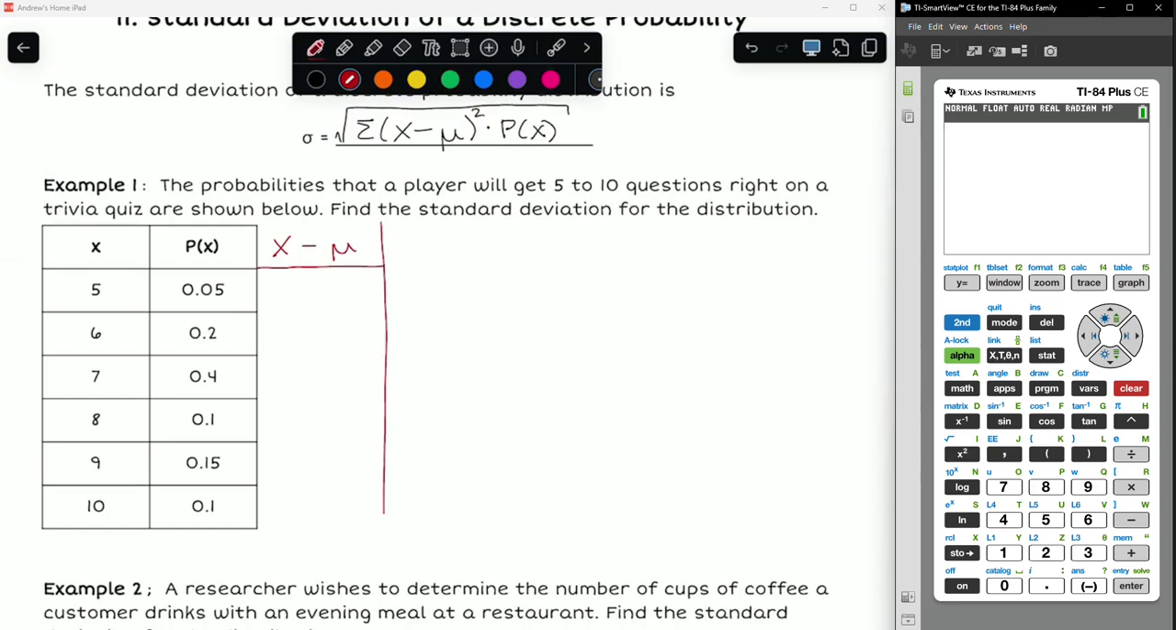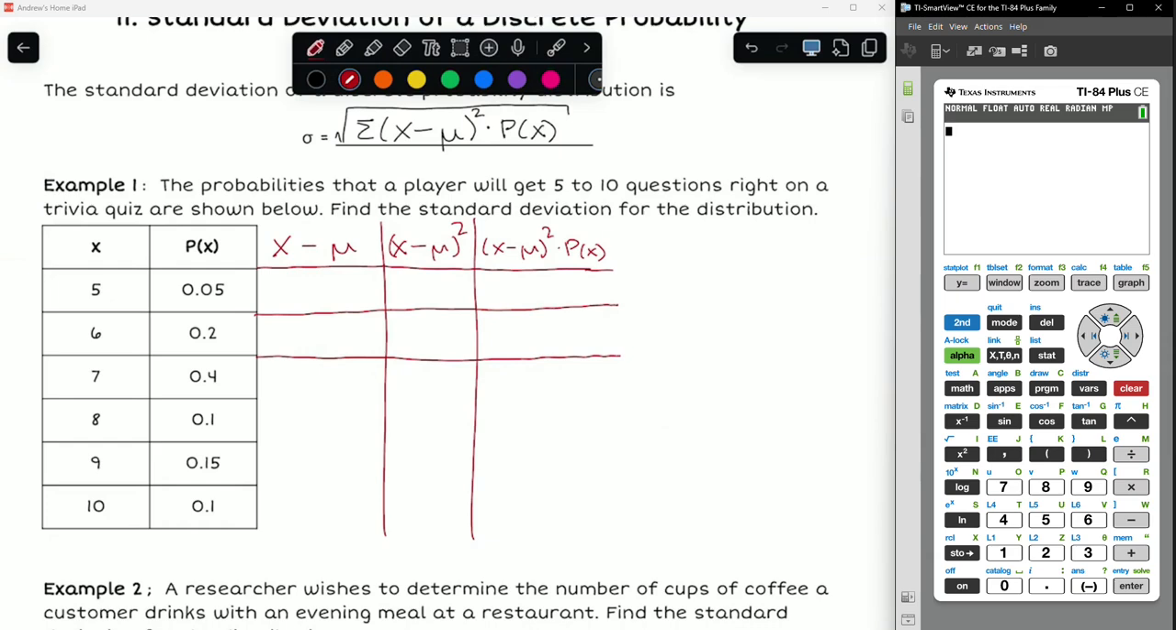So I'm going to use a calculator to find that. Next, I'm going to do x minus the mean squared, and then I'm going to multiply that by the probability. So x minus the mean squared times p of x. For my mean, I know I just multiply x times p of x and add it up. So I'm going to go ahead and do that all in one run on my calculator.